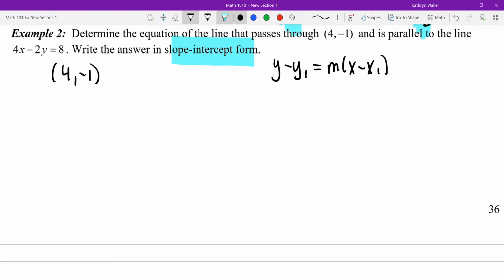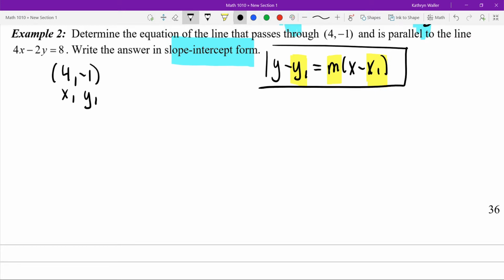So guys, look. Highlight the y sub 1, highlight the m, highlight the x sub 1. If it's highlighted, I'm going to put a number in for that, okay? So 4 is your x sub 1, the negative 1 is the y sub 1, but guys, I don't know everything that I'm supposed to put into that equation. I can't do it right now. What don't I know? Everybody in the room shout it out. I don't know the slope.